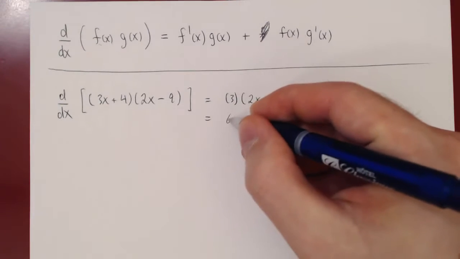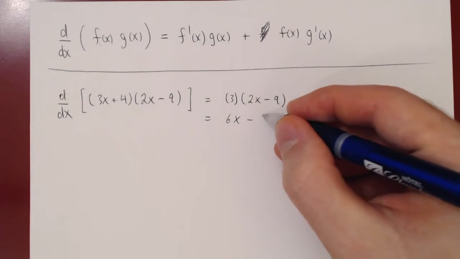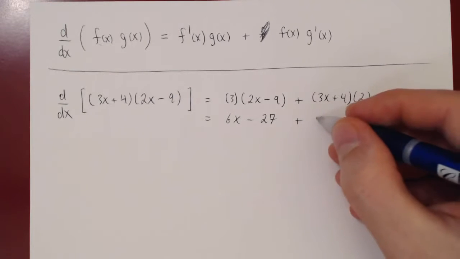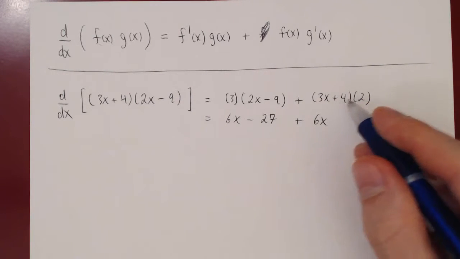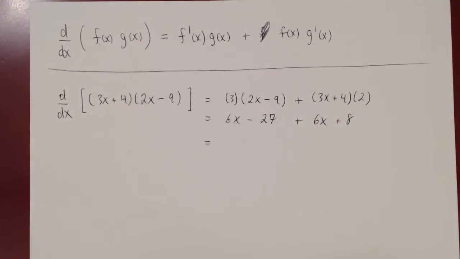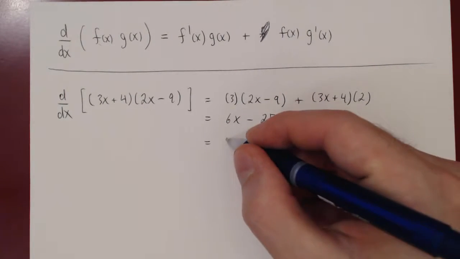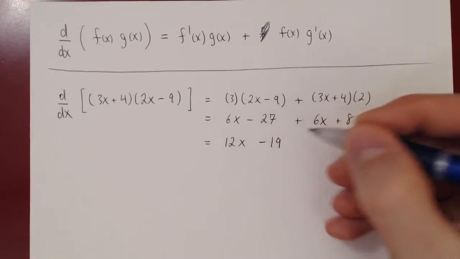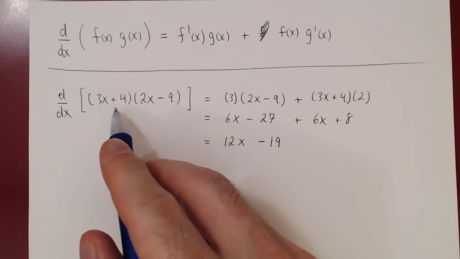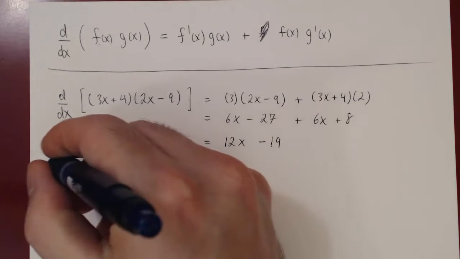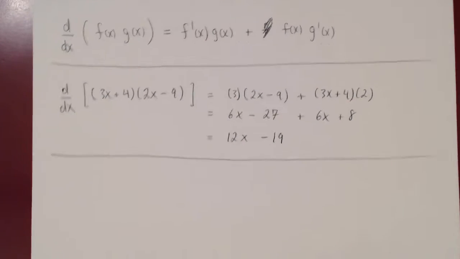3 times 2x is 6x, minus 3 times 9, negative 27, plus 3x times 2, plus 6x, plus 4 times 2, plus 8. So what we have is 6x plus 6x, 12x, minus 27 plus 8, minus 19. And that's the derivative of 3x plus 4 times 2x minus 9.